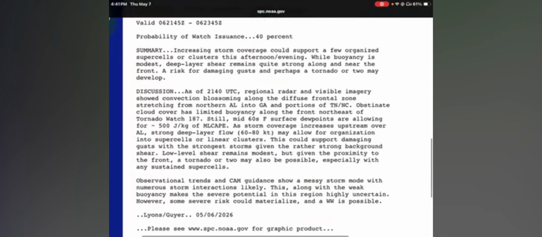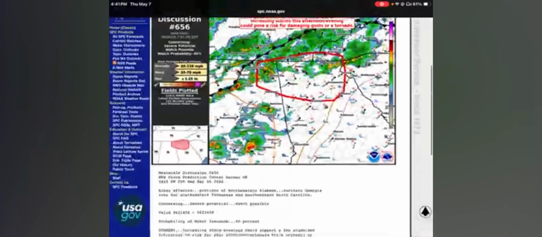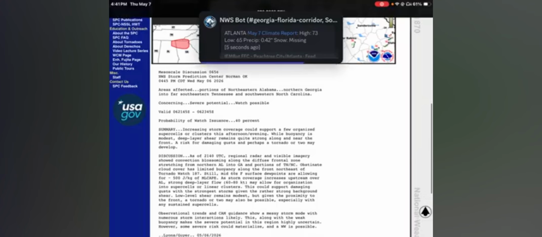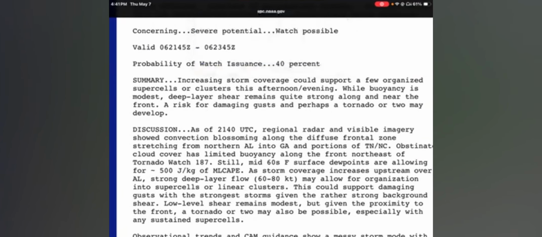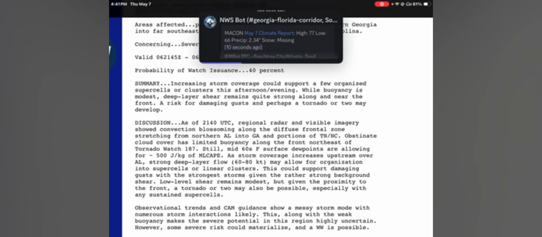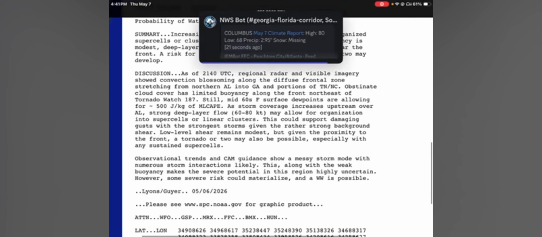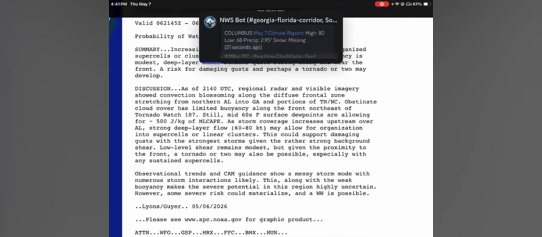Summary. So I won't read the first sentence because it's kind of saying the same thing. While buoyancy is modest, deep layer shear remains quite strong along and near the front. A risk for damaging gusts and perhaps a tornado or two may develop. Discussion. As of 2140 UTC, regional radar and visible imagery showed convective blossoming along the diffuse frontal zone stretching from northern Alabama into Georgia and portions of Tennessee and North Carolina. Obstinate cloud cover has limited buoyancy along the front northeast of tornado watch number 187. Still, mid-60s surface dew points are allowing for around 500 joules per kilogram of mixed layer convective available potential energy.